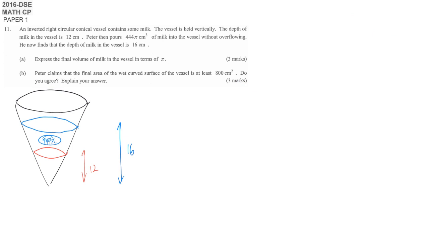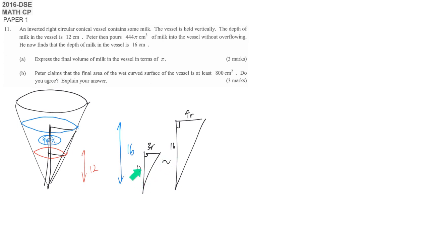Another method for part A is to consider the cross-section triangle. So we have a big triangle and also a smaller triangle which are similar in their cross-section. The heights here are 12 and 16. So that's why we know that the ratio is 3 to 4. Another method is to let this radius be 3R and this radius be 4R, because we know that they are similar. So 3 to 4 here, the radius should be 3 to 4 also.